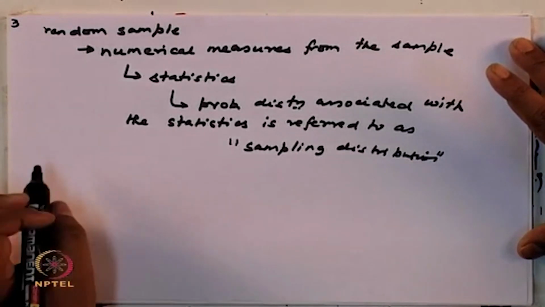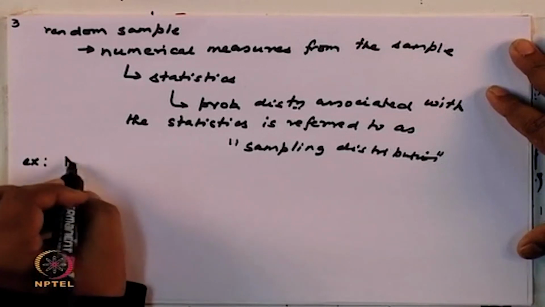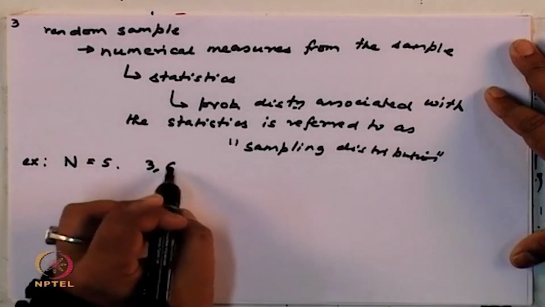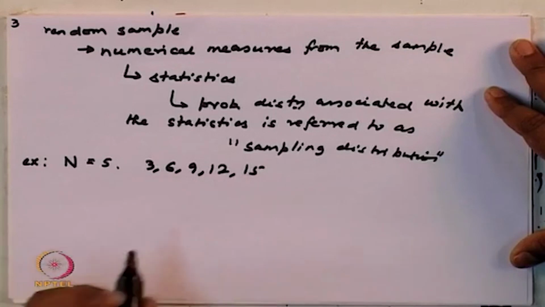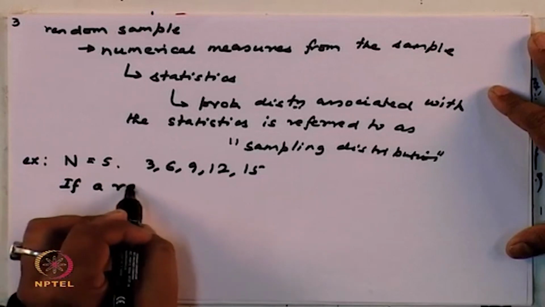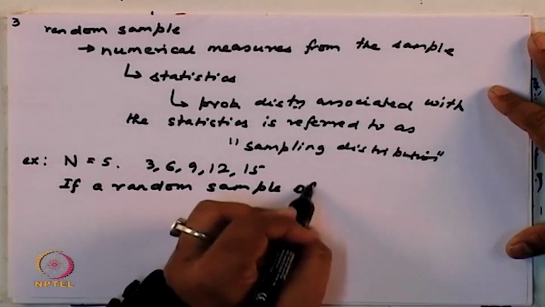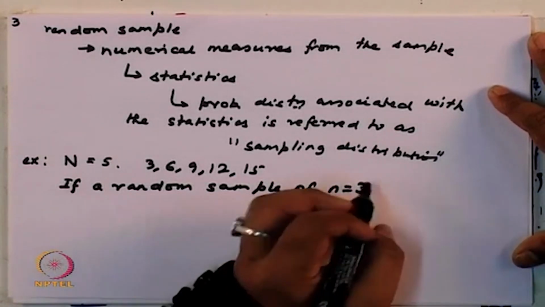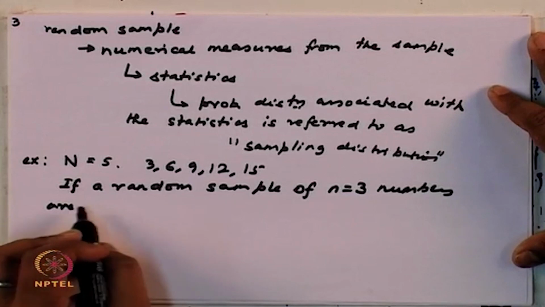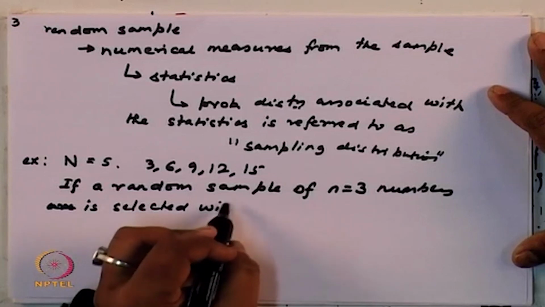Okay. So, let us consider a simple example. Imagine you have an N of 5 numbers. So, N equal to 5, the numbers are 3, 6, 9, 12 and 15. So, if a random sample of n equal to 3 numbers is drawn, is selected without replacement.